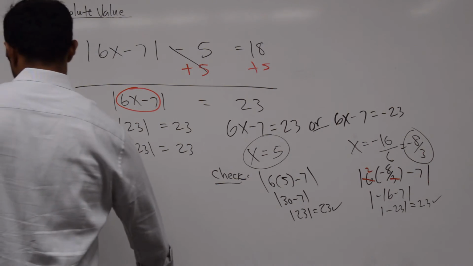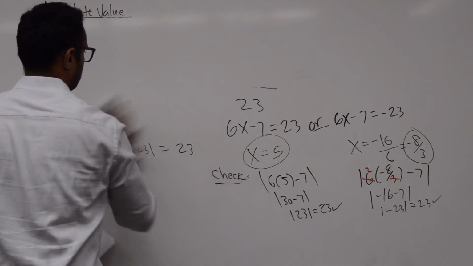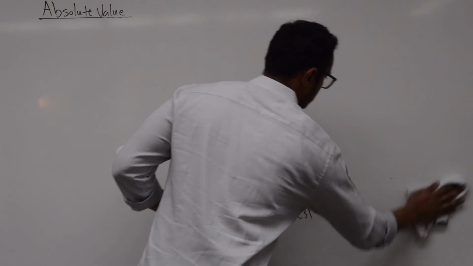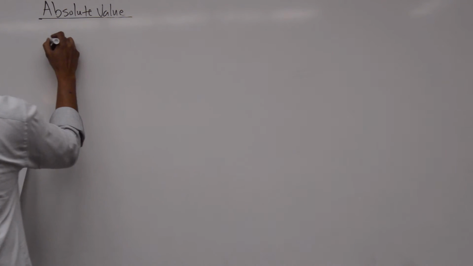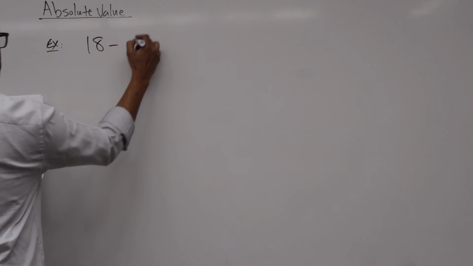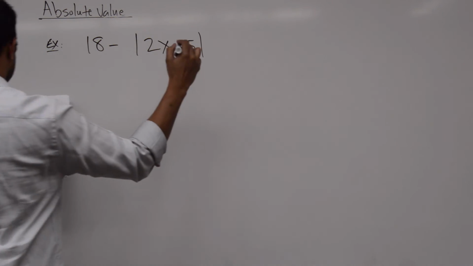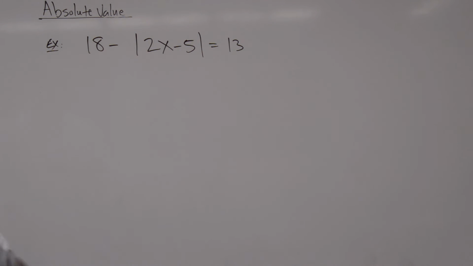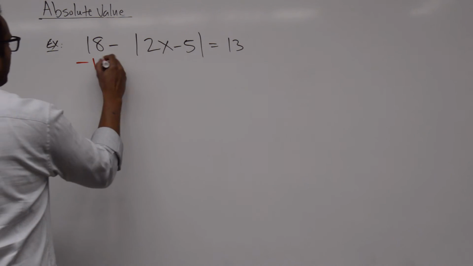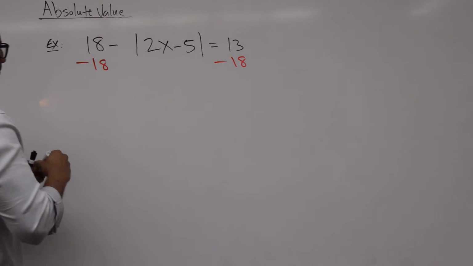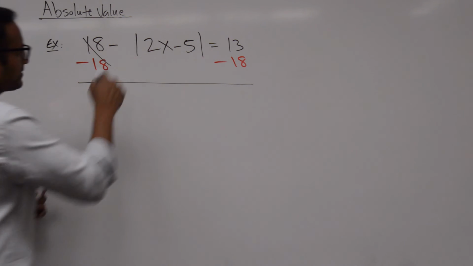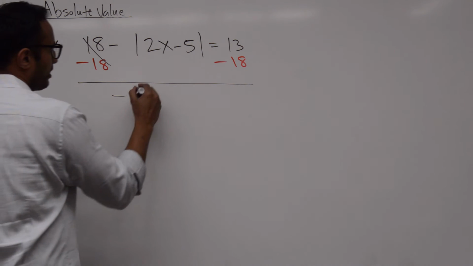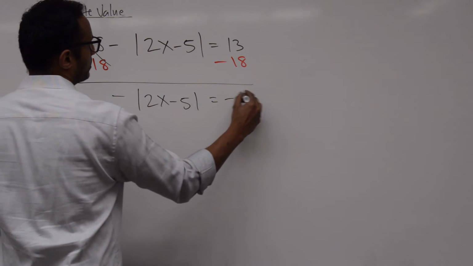Next example. We've got 18 minus the absolute value of 2x minus 5 equals 13. First and foremost, we have to isolate the absolute value. So we take the 18 and we subtract it from each side. So this cancels out. Does the negative sign go away? No, it doesn't. It stays where it's at. So it's going to be negative absolute value of 2x minus 5, and that's equal to negative 5.